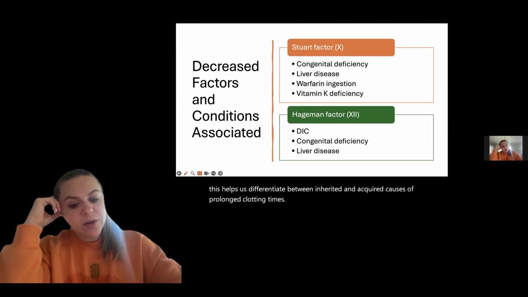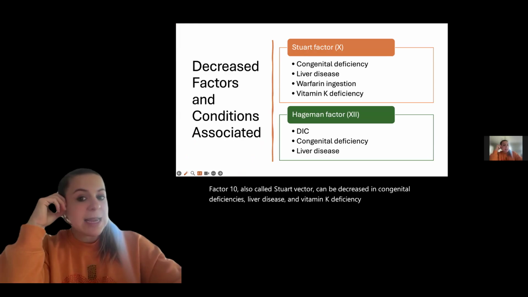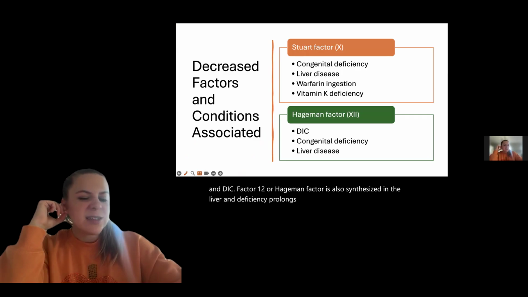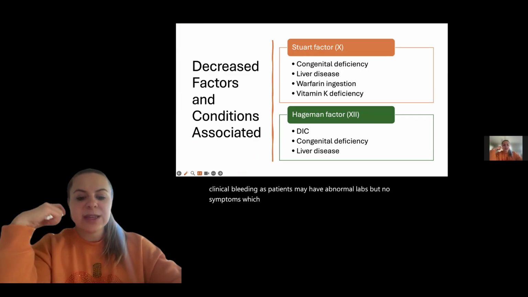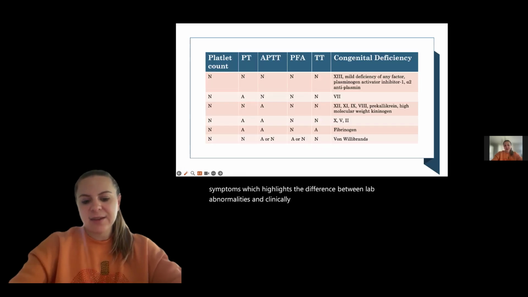Factor X, also called Stewart factor, can be decreased in congenital deficiencies, liver disease, and vitamin K deficiency or warfarin use and DIC. Factor 12 or Hageman factor is also synthesized in the liver, and deficiency prolongs APTT, but usually does not cause clinical bleeding, as patients may have abnormal labs but no symptoms, which highlights the difference between lab abnormalities and clinically significant bleeding risk.